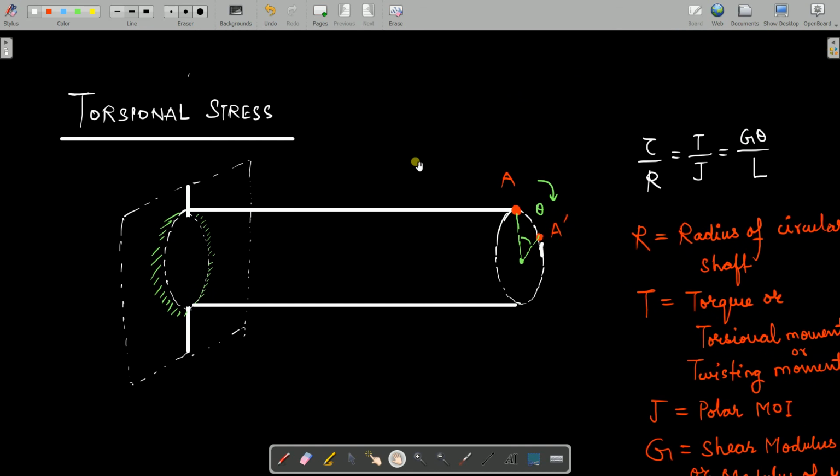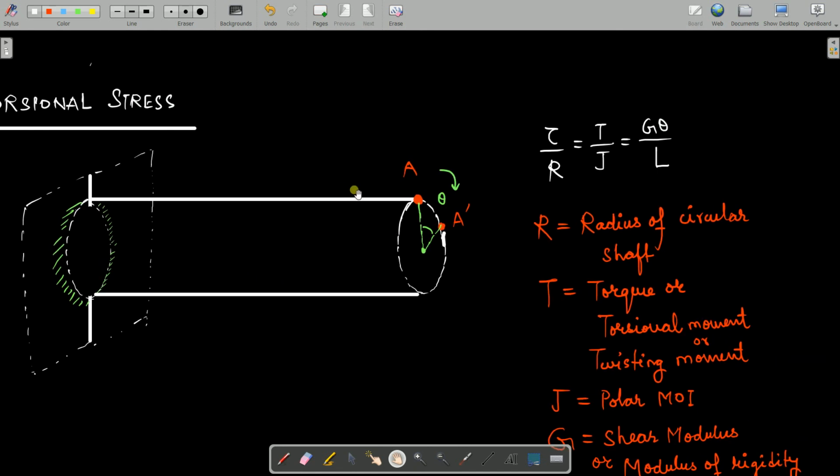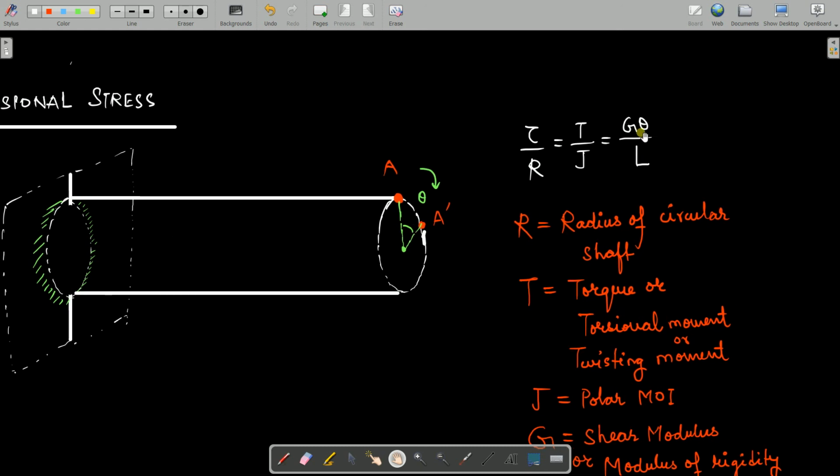Okay, let's take a quick overview of torsional stress as well. As you can see, we have a circular shaft which is fixed at one end and I'm twisting it. Due to twist, the point A gets shifted to point A dash, and let's say it makes an angle theta. So this is the relation followed for torsion: tau by r is equal to T by J is equal to G theta by L.